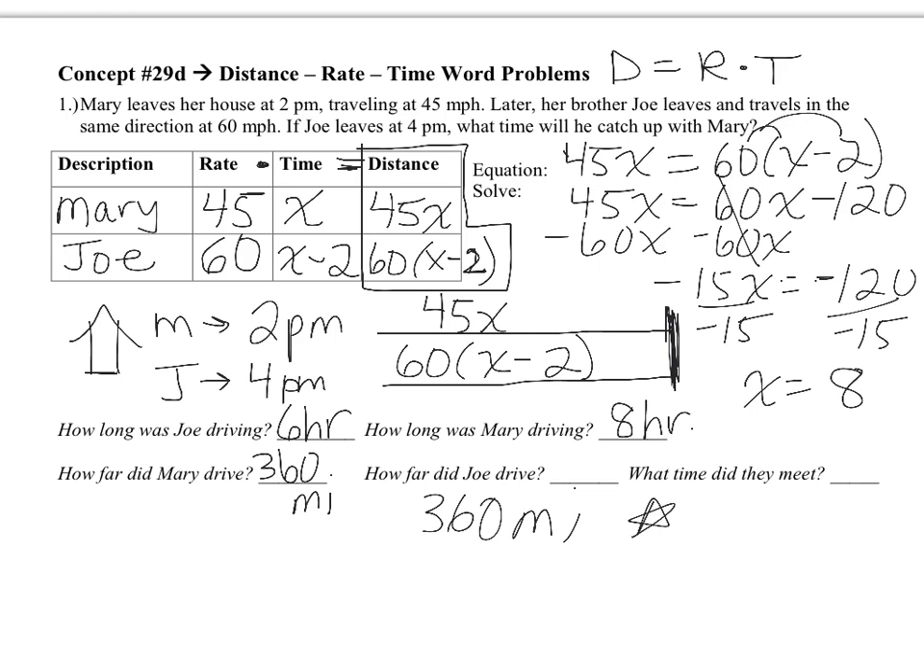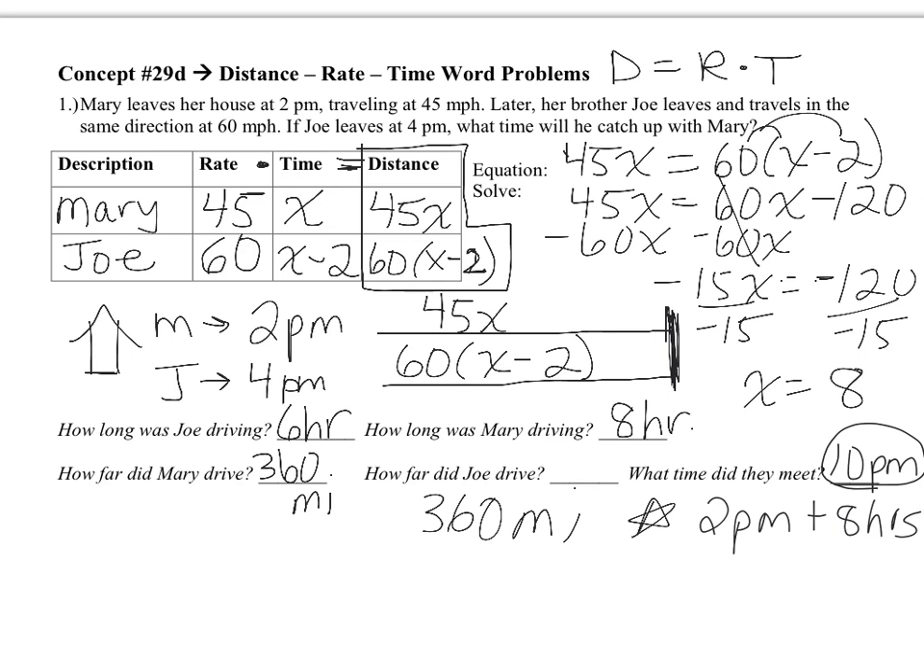You can start by saying, well, Mary, she left her house at 2 p.m. and Mary traveled for 8 hours. So if she left her house at 2 p.m. and traveled for 8 hours, well, what's 8 hours after 2 p.m.? That would be 10 p.m. So the answer to the question is they met at 10 p.m.